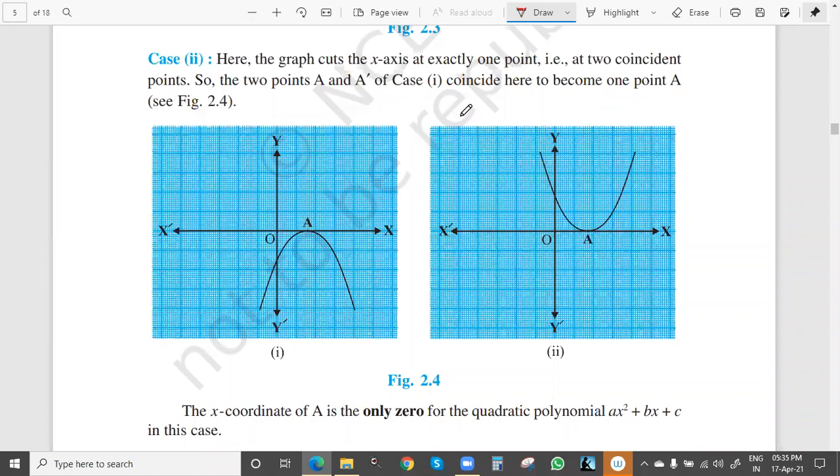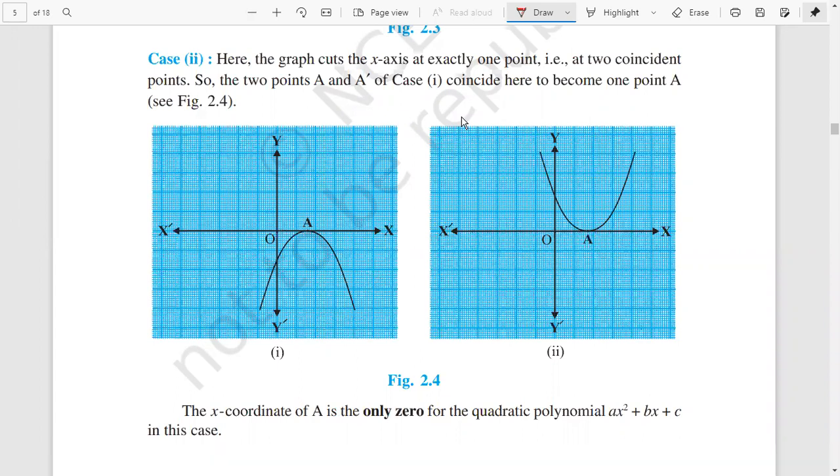See, the number of zeros will be 1 because it is cutting or meeting the x-axis at only 1 point. So the number of zeros will be 1 zero here. The zero's value will be some x value, suppose almost 1.8 like this. We can see the x value is not 6. So no need to write the x value, we just have to write the number of zeros. Steve also correct, 1 zero.